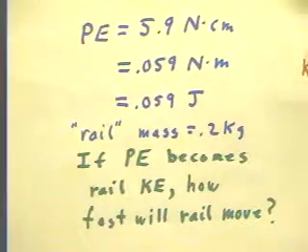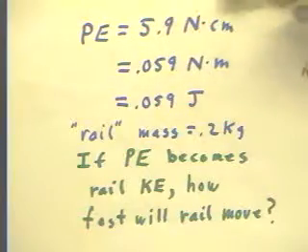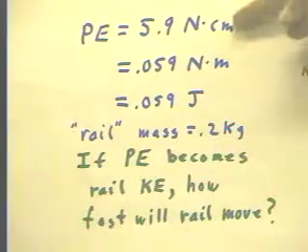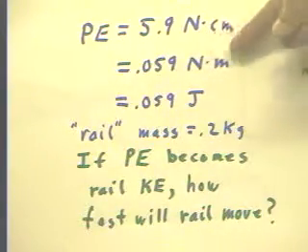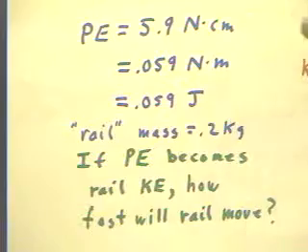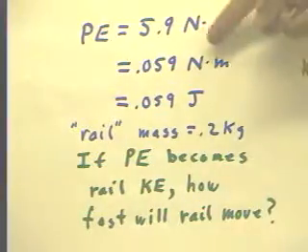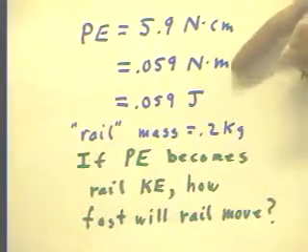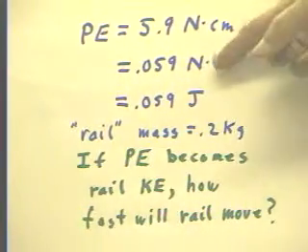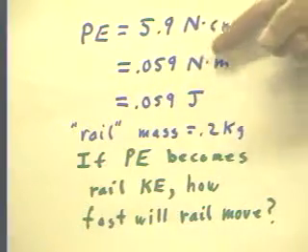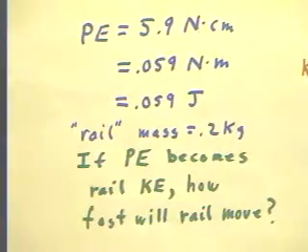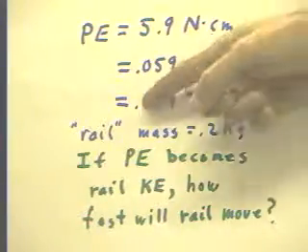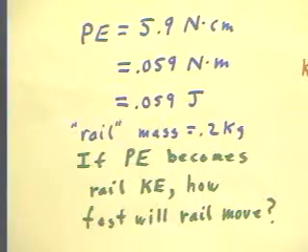Given that the potential energy, the 5.9 Newton centimeters, is the energy of the rail, we're going to convert this to more standard units. The standard unit of energy is the Newton meter. A centimeter being a hundredth of a meter, 5.9 Newton centimeters will be a hundredth of that number of Newton meters, or 0.059 Newton meters. And the Newton meter, as you should know from the introductory problems, is a joule. So we have 0.059 joules of potential energy.